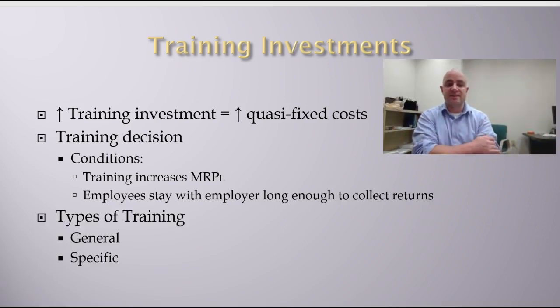Now, there are two types of training: general training and specific training. General training is training that can be applied to any employer. So general training makes you more productive. It increases your marginal productivity for any employer that you may go to. For example, this can be Excel training, emotional intelligence training, or public speaking training. Anywhere you go, you're more productive at any of those jobs because you get that training.